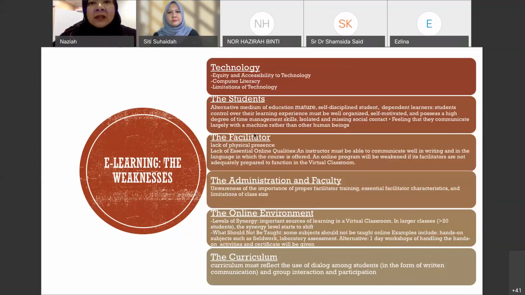The student of this alternative medium of education must be mature, self-disciplined, and motivated to have high learning and to get the skills. The targeted students for this kind of e-learning must be aged 17 years and above, which is suitable for tertiary education for university students. But it depends on the students' motivational efforts to do this kind of learning.